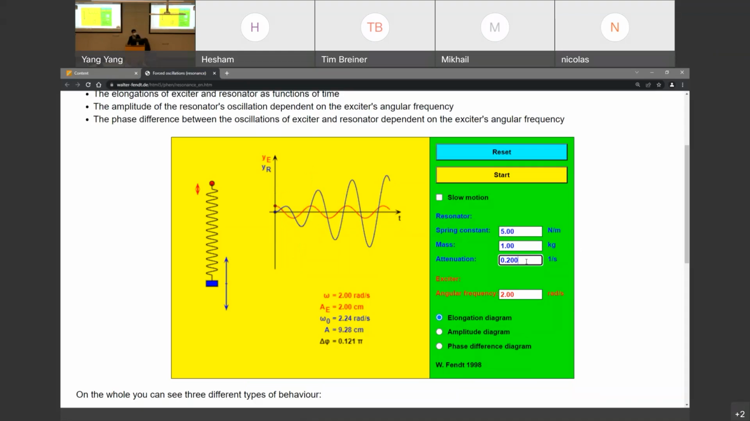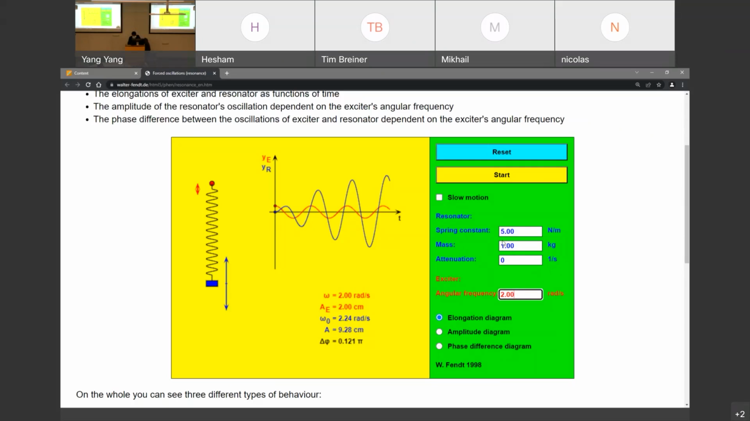Attenuation, this is for damping. Since tonight we will talk about damping, on the damping system we just keep it at 0. Right? So angular frequency, this is for the exciter. What angular frequency do you want to use over here?